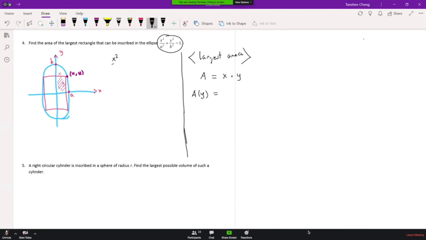So I have x squared over a squared plus y squared over b squared, and that is equal to 1. When I solve for x squared, x squared over a squared is equal to 1 minus y squared over b squared. I multiply both sides by a squared and then take the square root. So that becomes a squared minus a squared y squared over b squared. Let me write it in factored form: a squared times (1 minus y squared over b squared).